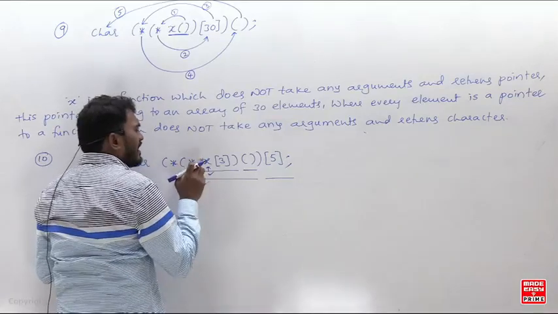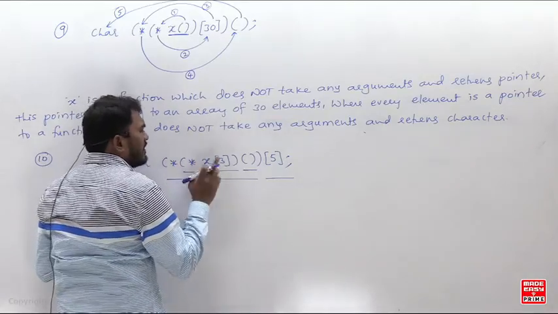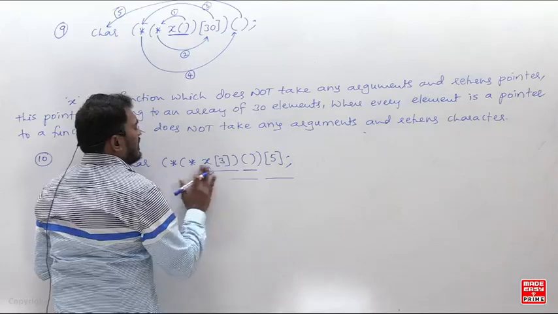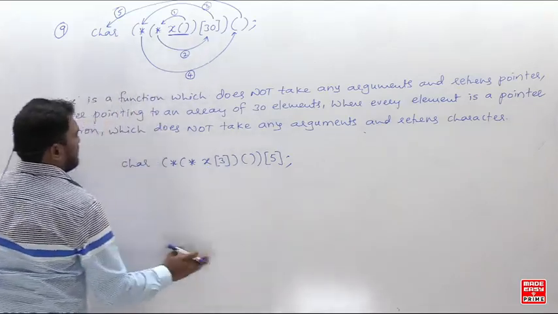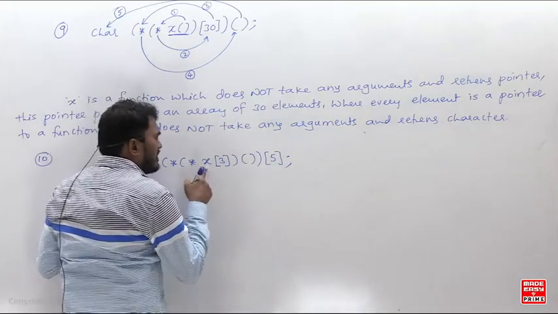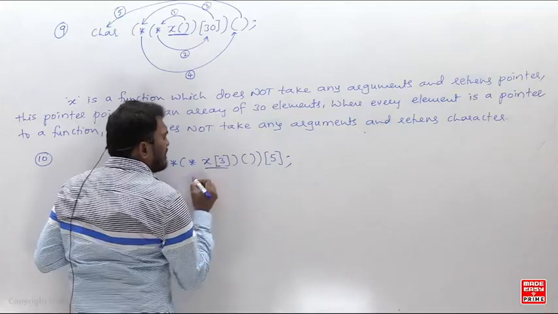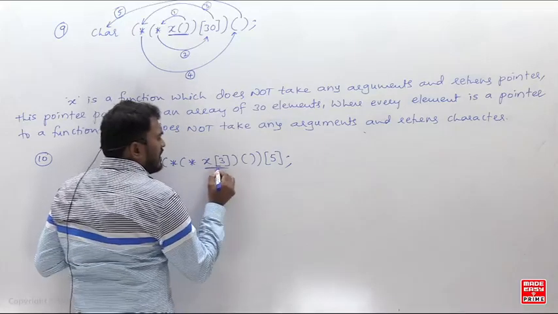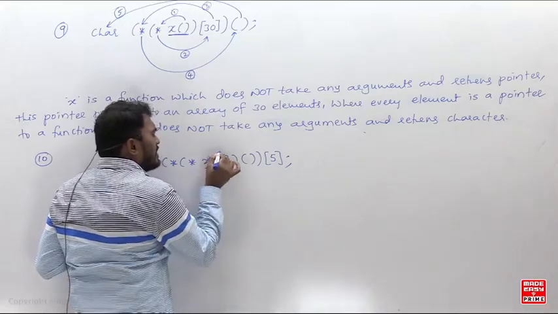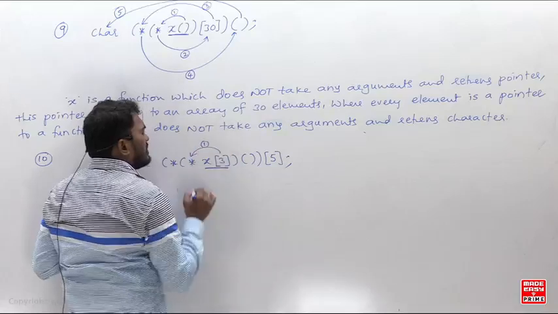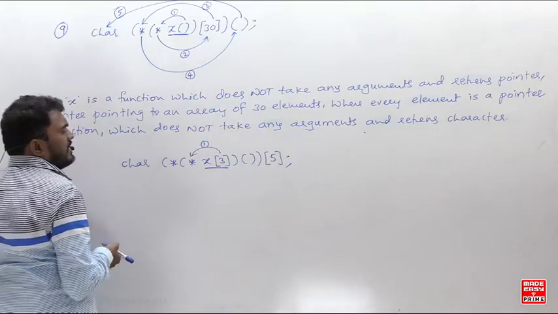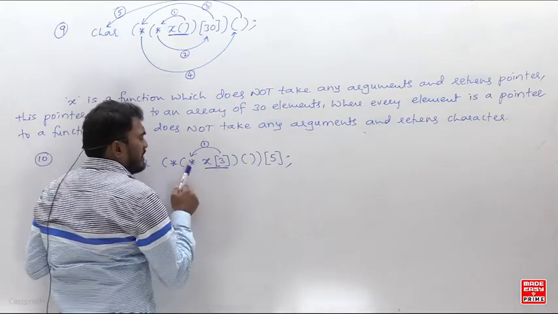So what will you say? X is the array of 3 elements. That is the first point. Okay, listen here. So x is the array of 3 elements. This is the first thing you read. X is array of 3 elements and every element is what? Pointer. Every element is a pointer. So you know this. X is array of 3 elements where every element is a pointer.